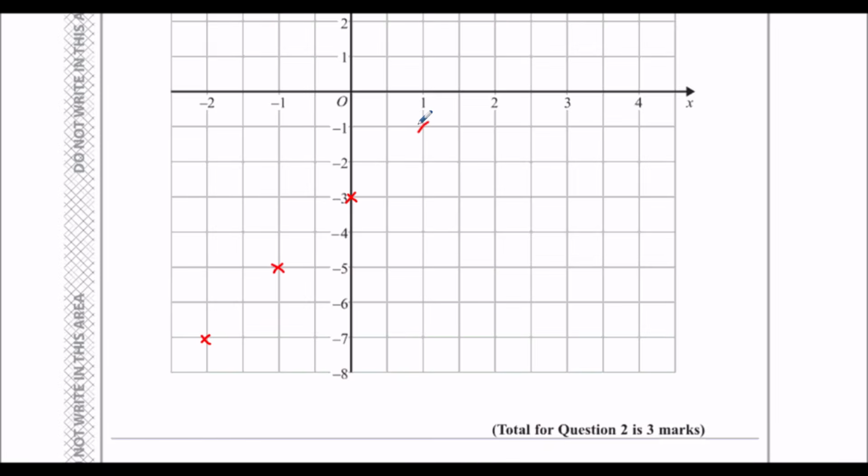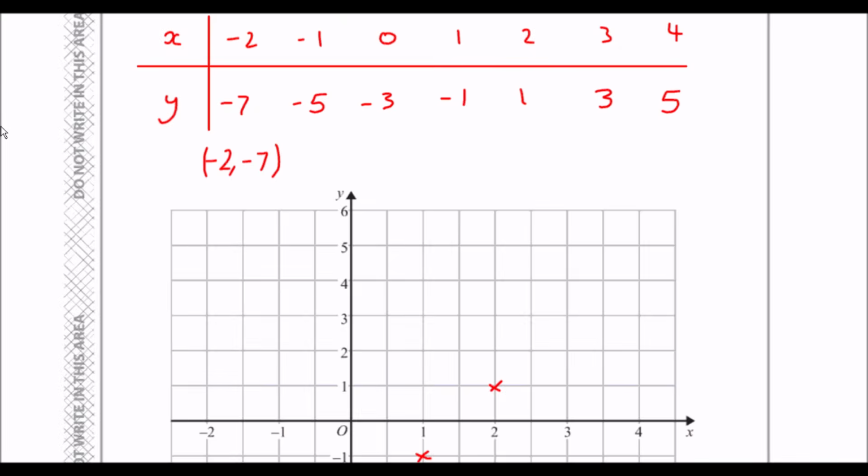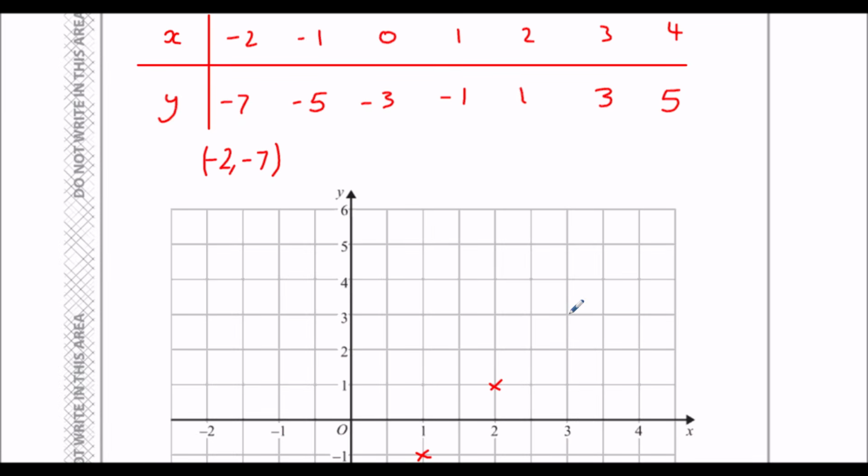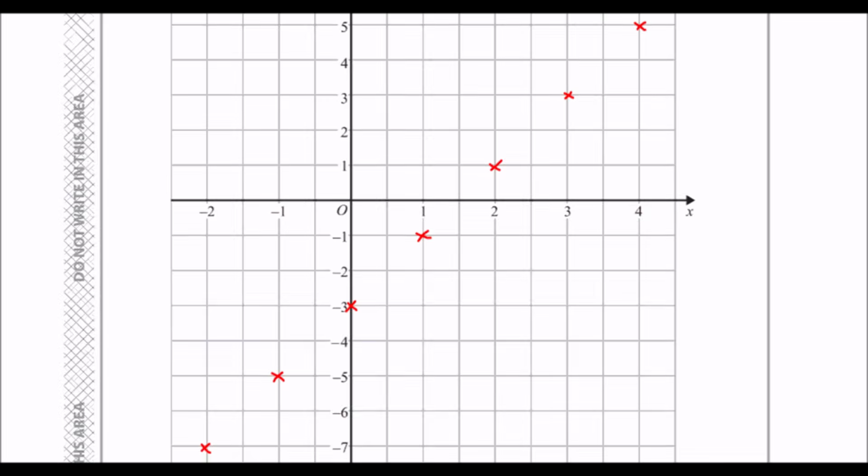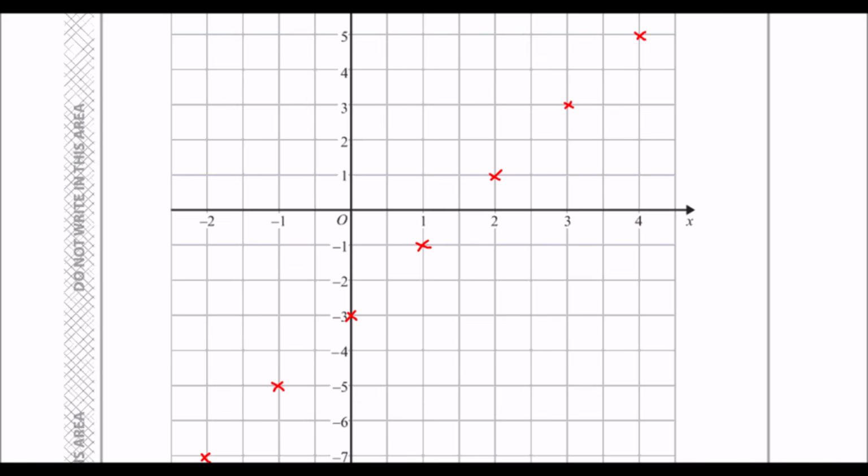1, negative 1. 2, 1. We've got 3, 3. And 4, 5. So there are the points. We can join them up with a straight line, use a ruler, straight line, and there's our graph.